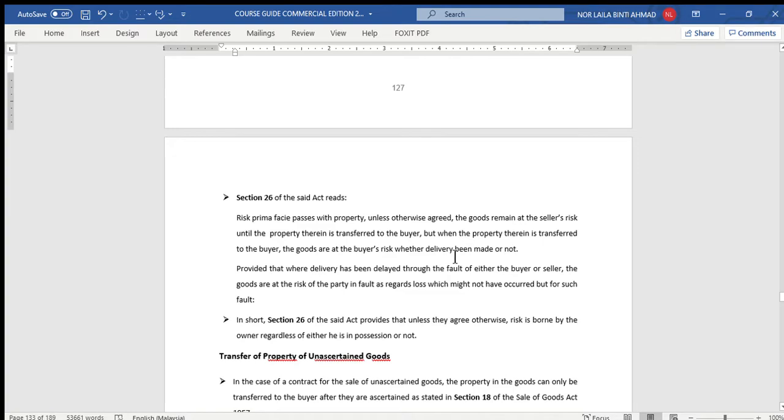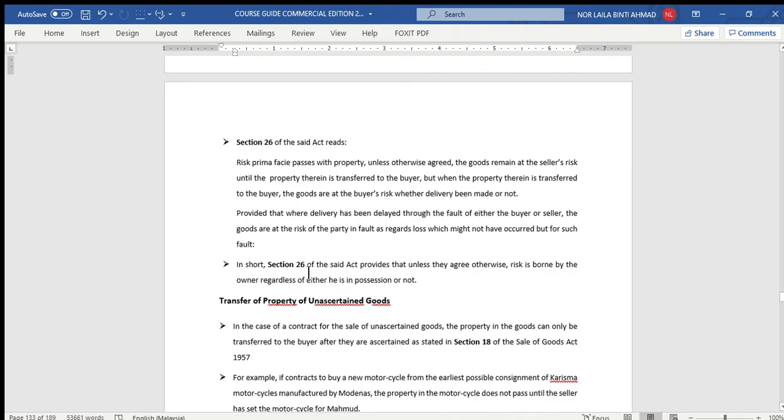Meaning the buyer will bear the risk. Okay. Before the property in goods is transferred to the buyer, the risk will be borne by the seller. That's why it is very crucial for us to determine when is the time that the ownership was transferred to buyer. In short, based on section 26, unless agreed otherwise, risk is borne by the owner regardless of either he is in possession or not.